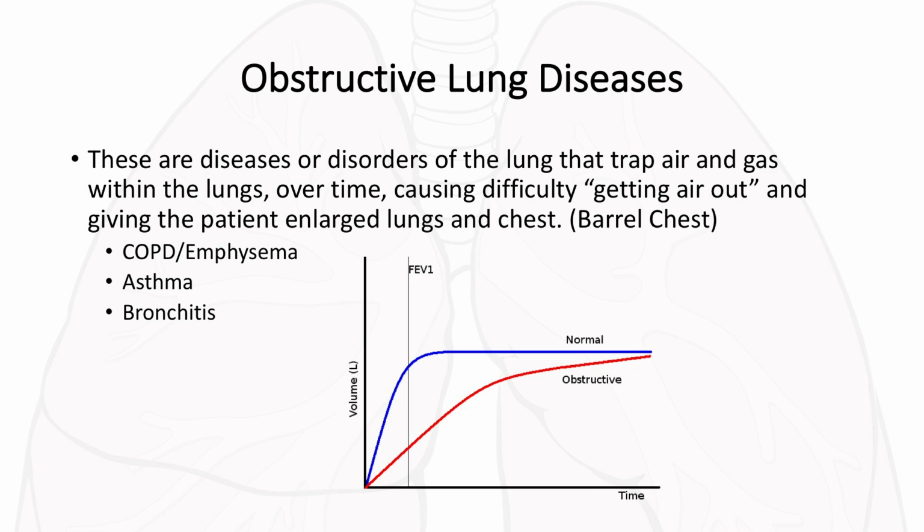The first number here, the FEV1, the forced expiratory volume in 1 second, is a lot lower within that first second, so in obstructive diseases you're unable to expire the same amount of air as you normally would in that first 1 second. So it takes a longer amount of time for most of your air to come out.